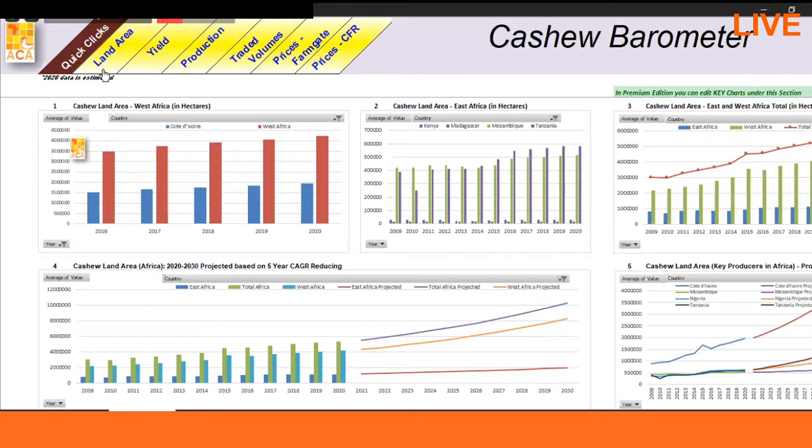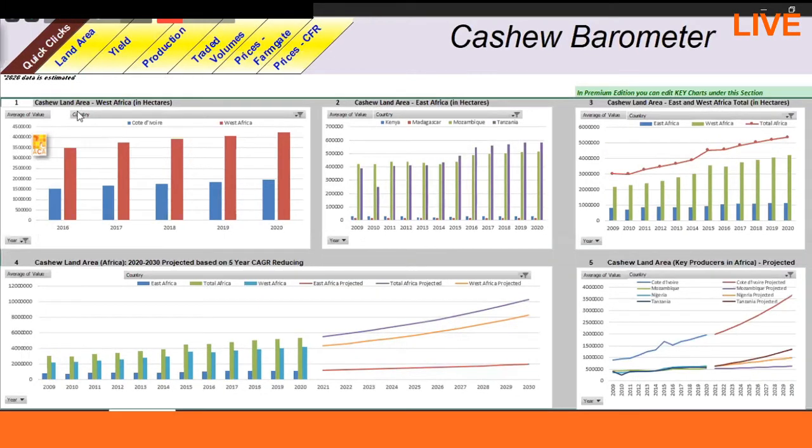So if you take the first segment, which is more the land area, it's showing you what cashew land area is there for West Africa, also for East Africa. And then the third chart here is a comparison of East and West Africa. Again, we look at the regional production for East and West Africa and the total of Africa, as well as projections from 2021 to 2030. So it allows you to have the actuals for the period from 2009 up to 2020, and then also projections here. And we do it also for specific countries.